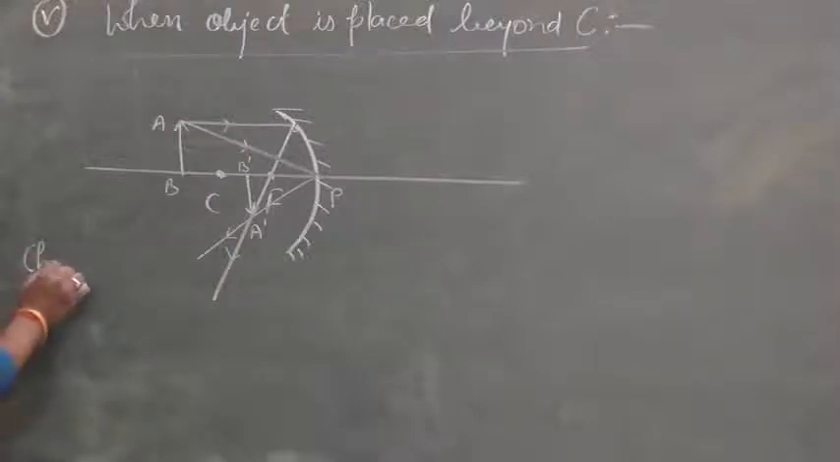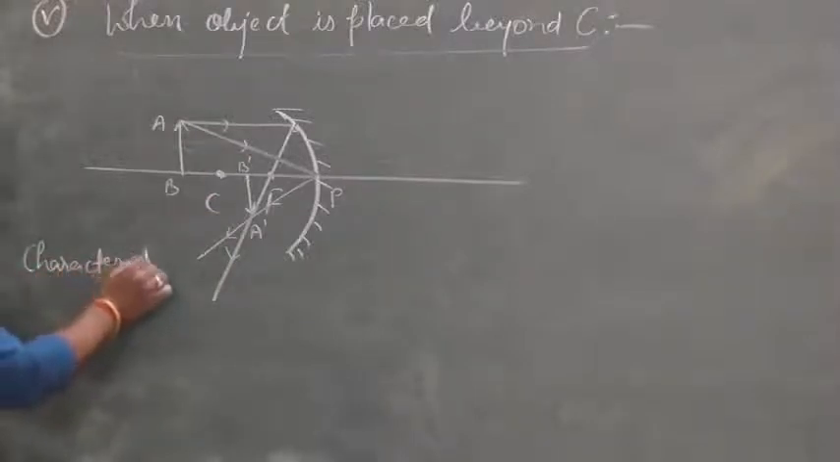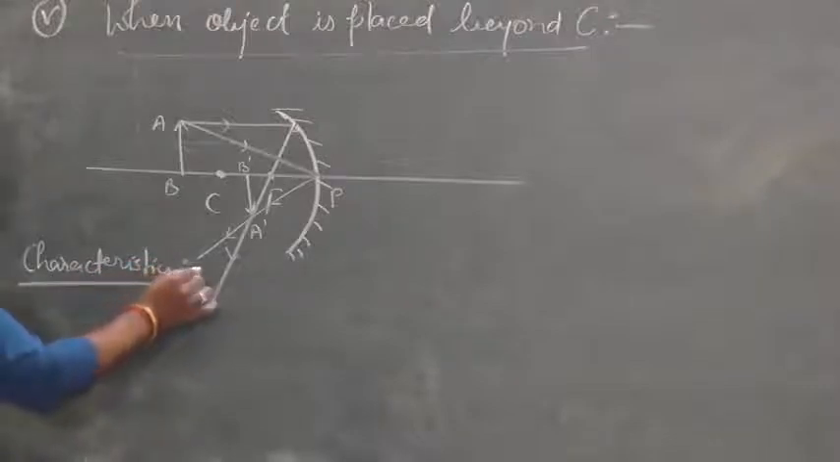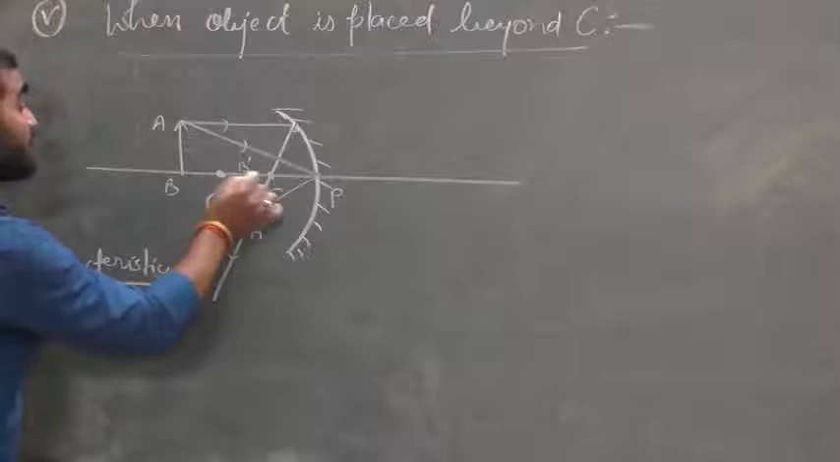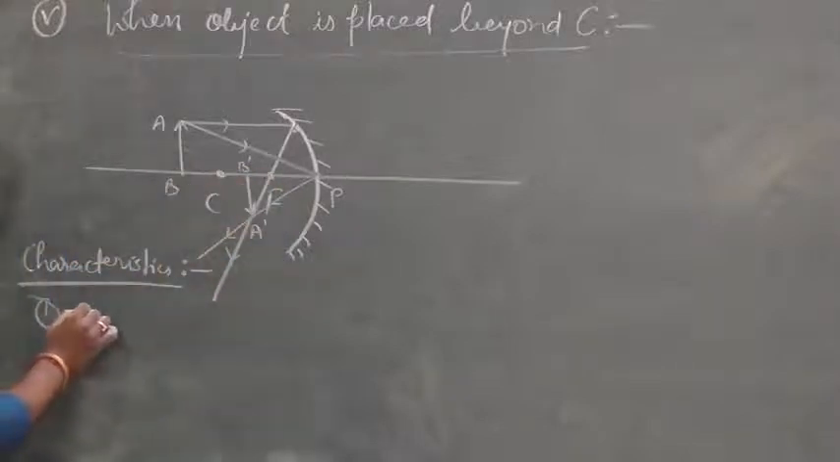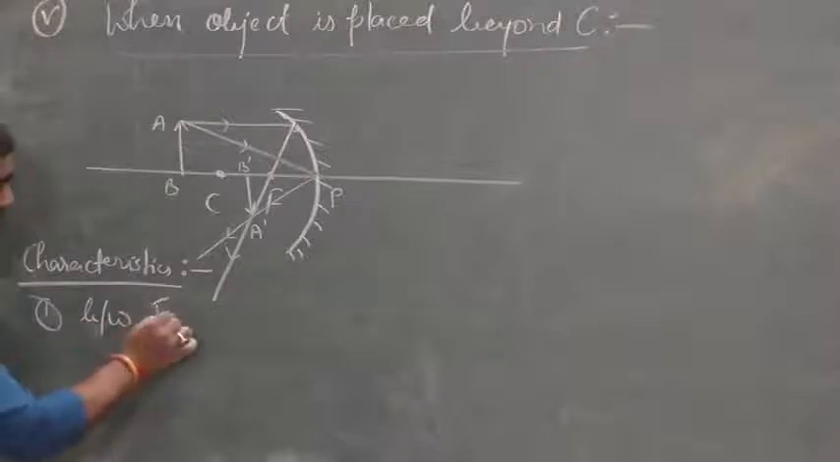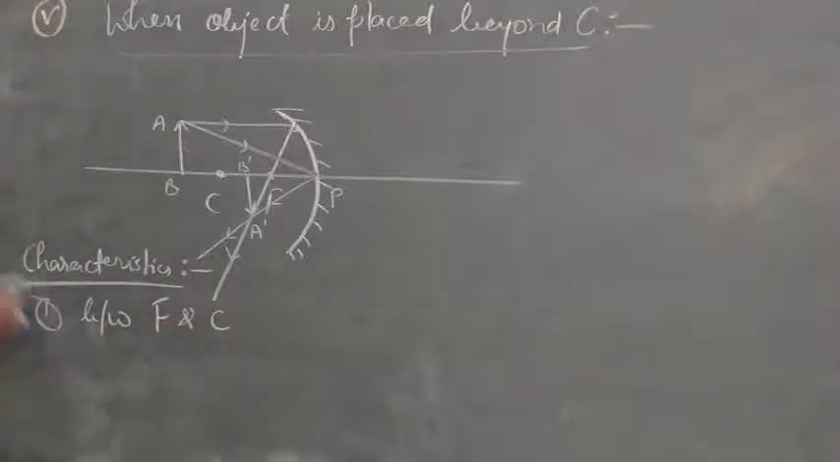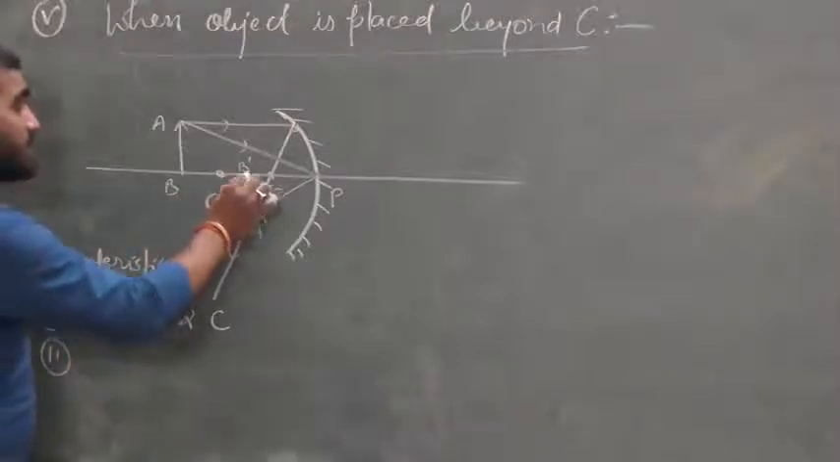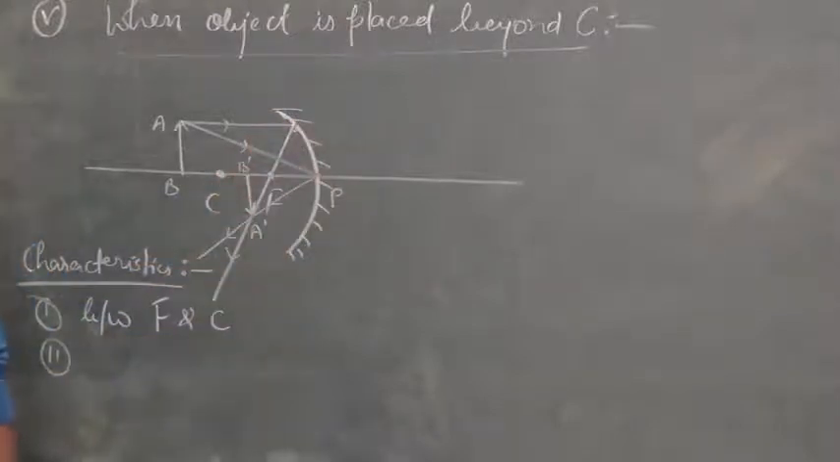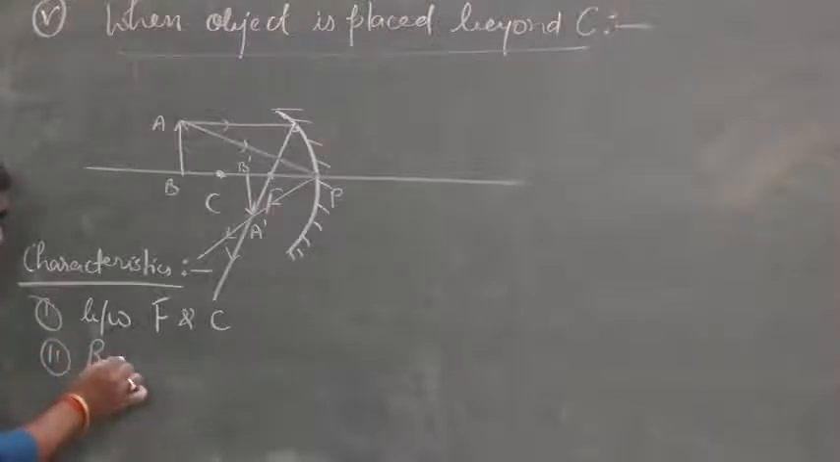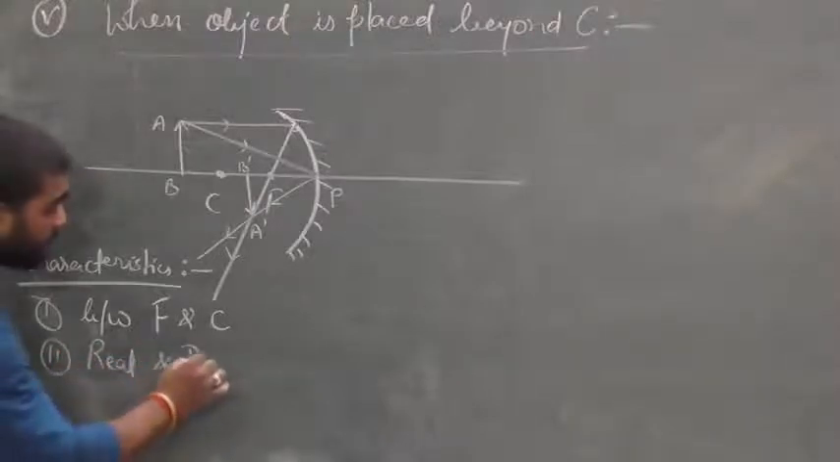Now characteristics of image formation. In the first characteristic we will discuss the position of the image. As we see, the image is forming between F and C. So the image will be formed between F and C. In the next characteristic, nature of the image. As we see here, both reflected rays are cutting each other directly. So we can say a real and inverted image will be formed.